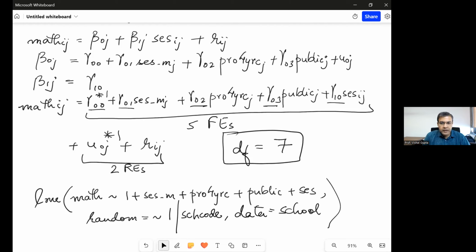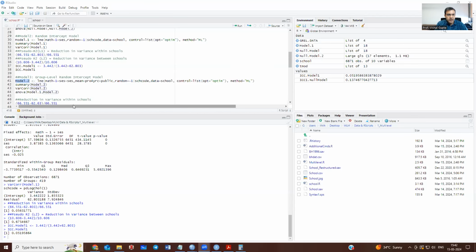So let us go to our R environment. This is what I have written on line number 41 now. Model.2 is the group level random intercept model. LME math is regressed on 1 plus SES mean plus 4-year college plus public. Random is equal to tilde 1 and it varies per school code.